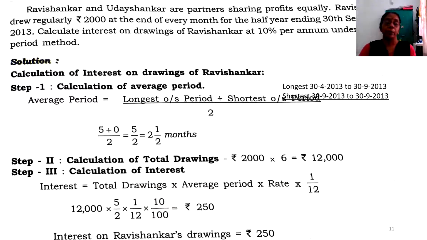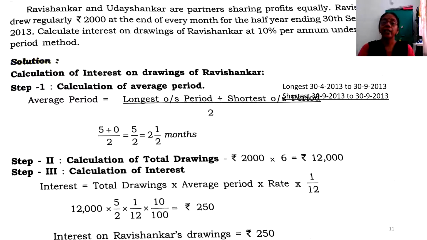What is the last date of withdrawal? 30th September. Now, how do you compute this longest period outstanding? From 30th April 2013 till 30th September 2013 would make a period of 5 months. Because here 30th April means April you should be excluding. May, June, July, August, September. So 5 months. 5 months is the longest period outstanding.